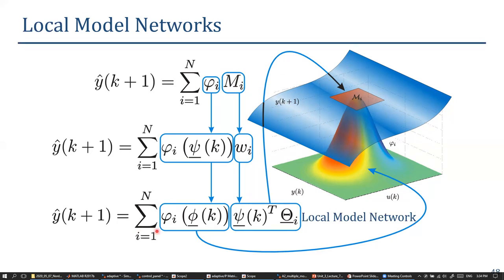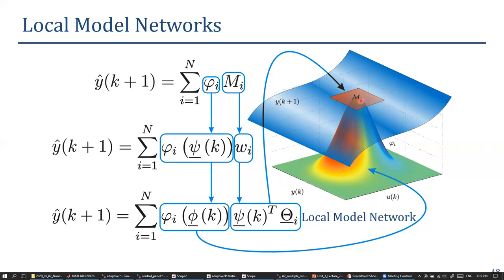Now, this is called a local model network, which means that we have a number of local models which are valid around the operating point. Is this clear? Anyone? Okay.